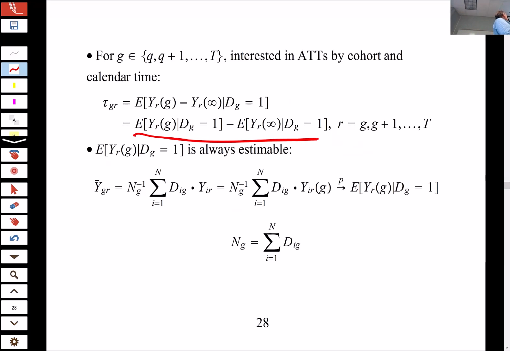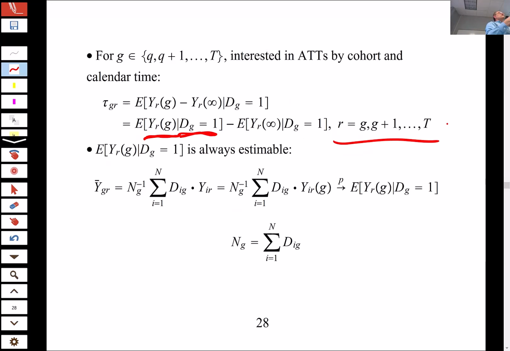So these are the average treatment effects on the treated. We condition on the cohort G, and we're looking at the potential outcome for that cohort. And then the R here is running from the first possible treated period for that cohort to the last. So if you think about this, this gives you a lot of treatment effects in general.